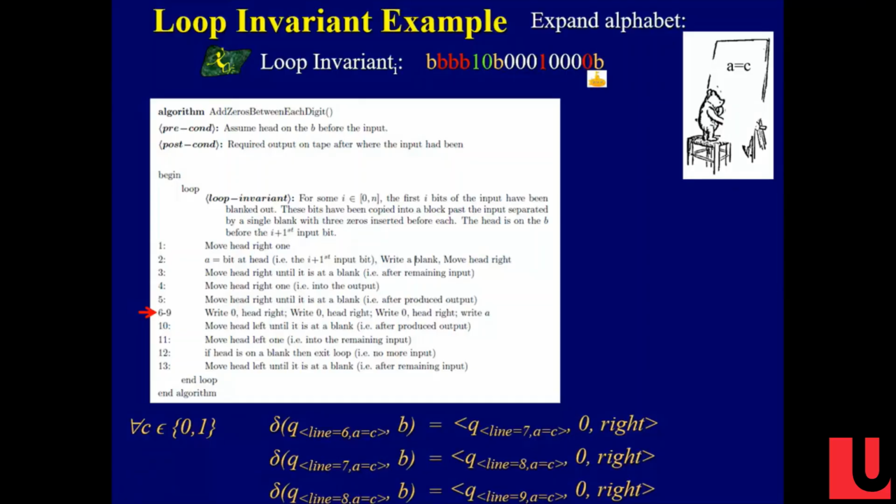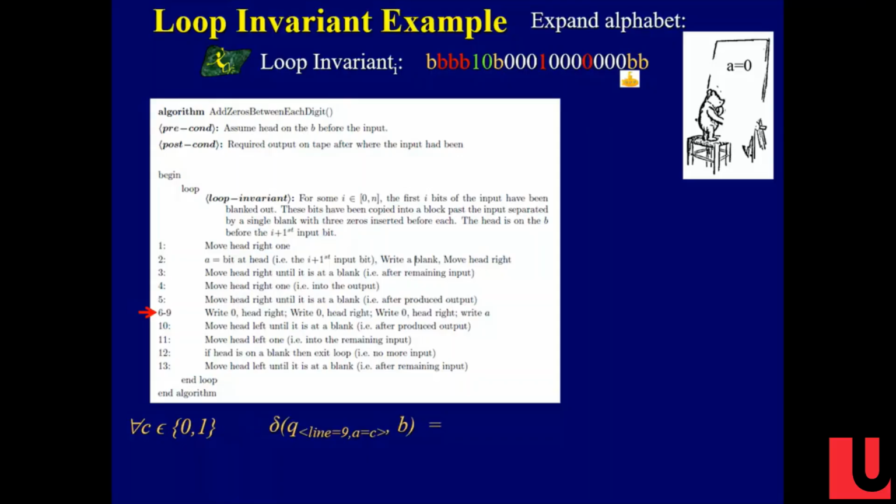If I'm on line 6 and I'm reading a blank, then I go to line 7 and write a 0. In 7, I write a 0 and go to 8. In 8, I write a 0 and go to 9, right? Moving the head right. Does that make sense? My blackboard up there is counting lines, so it's counting how many zeros I've written.